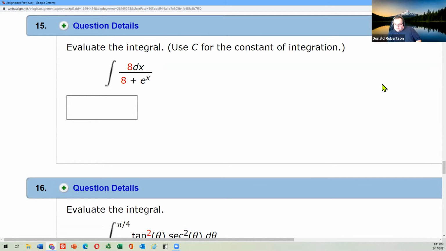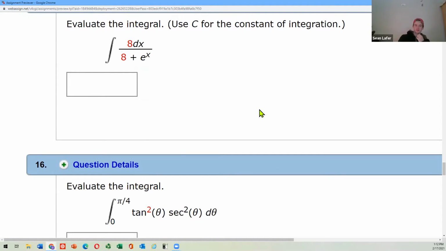Last chance. There's not a lot of choices, agreed? There's not an awful lot of choices. It's a u sub. So who? Last chance. Is it just the whole denominator? Correct. 8 plus e is x.